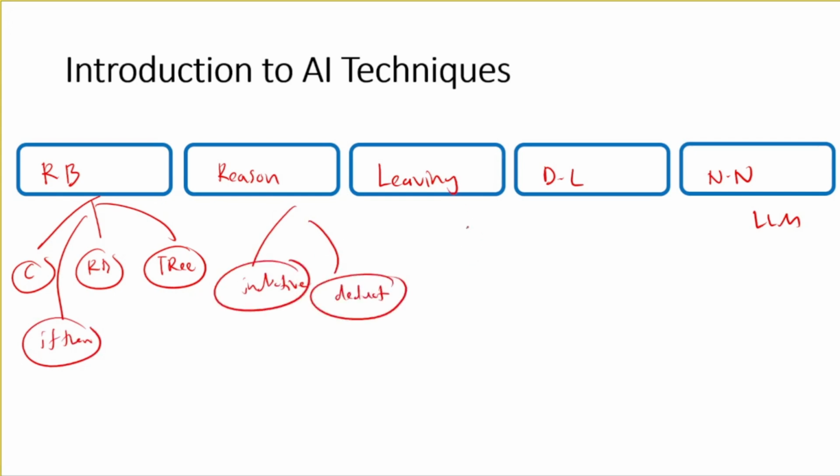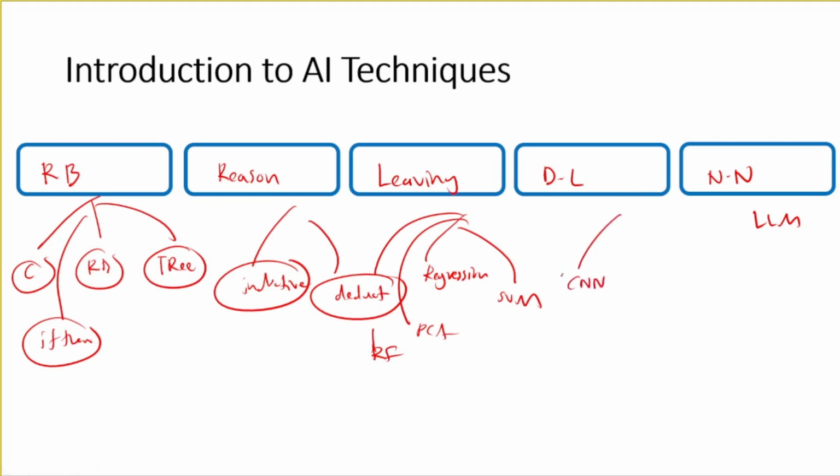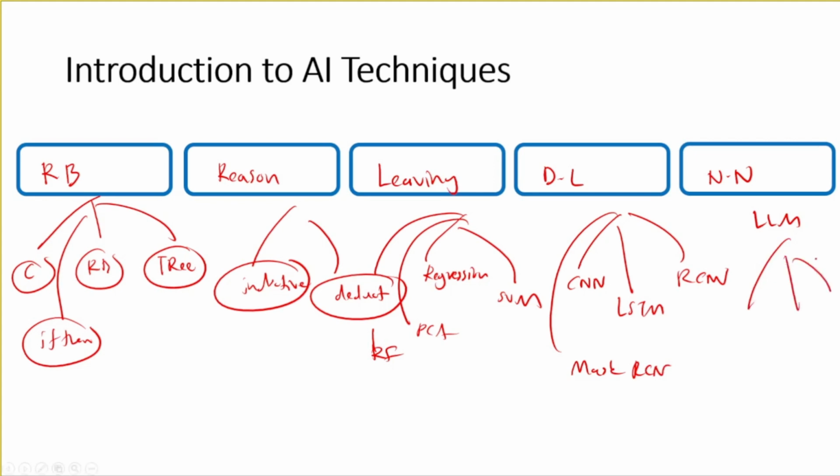Okay. Learning, we have many. We have regression, SVM, PCA, random forest and so on. Okay, deep learning, what do we have? ANN, neural network, and so on. So we have LSTM, we have RCNN, we have many more, Mask RCNN. And LLM, we have many. So this is the thing that we need to know well about: where are we during the time that we talk about AI?